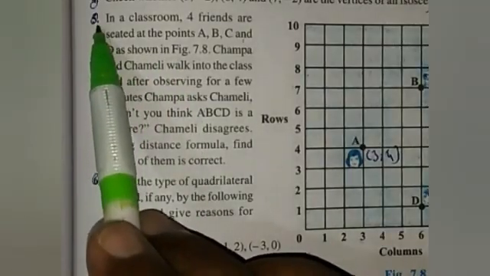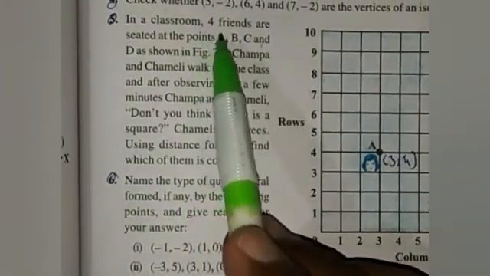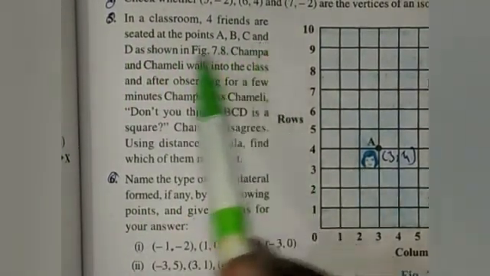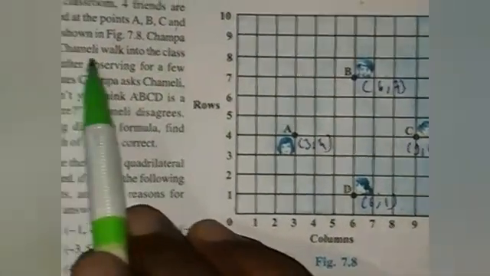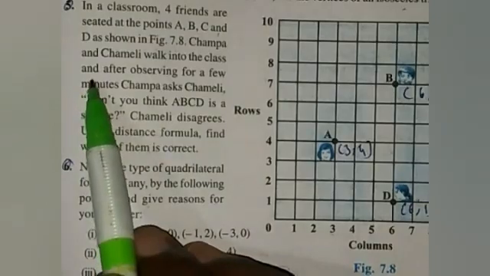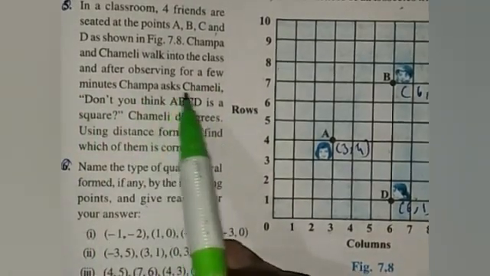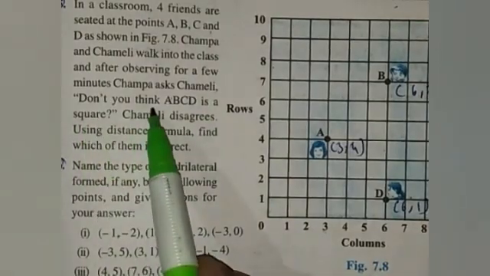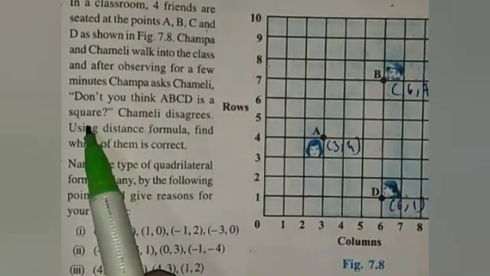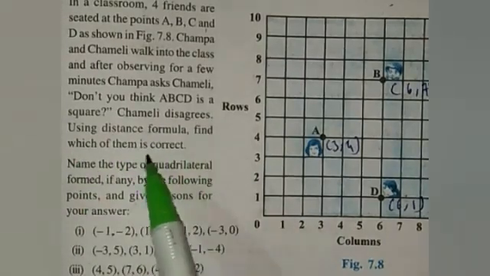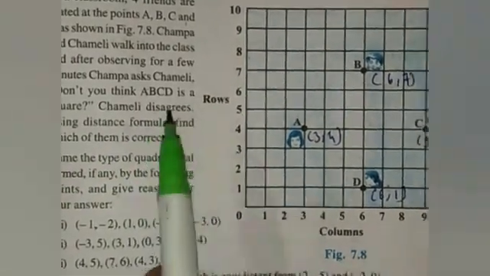In question number 5, in a classroom, 4 friends are seated at points A, B, C and D as shown in the figure here. Champa and Chameli walk into the class and after observing for a few minutes, Champa asks Chameli, "Don't you think ABCD is a square?" Chameli disagrees. Using distance formula, find which of them is correct.